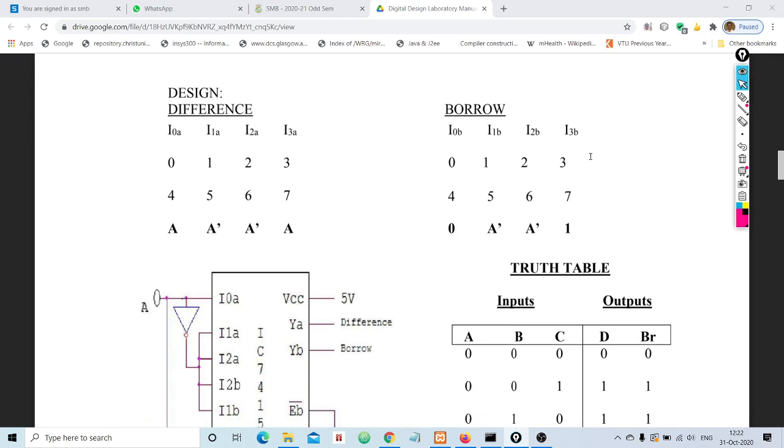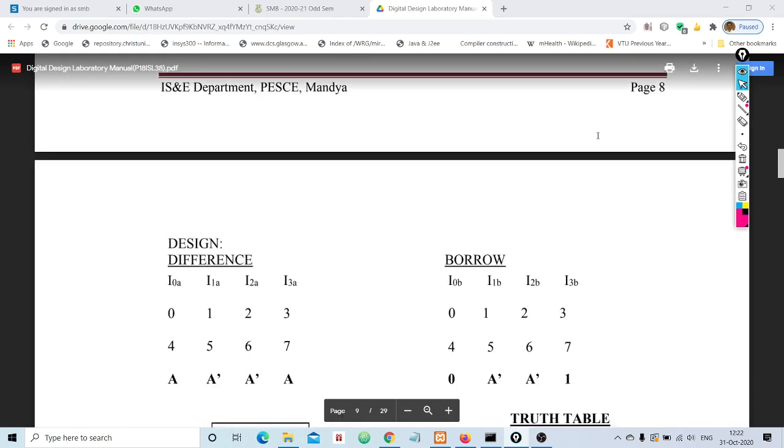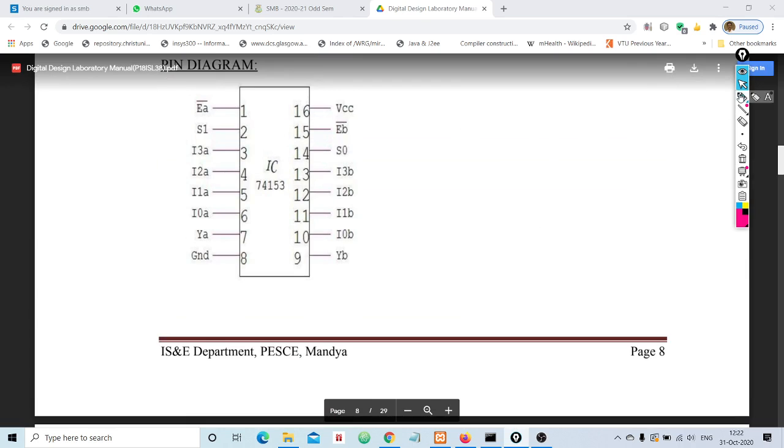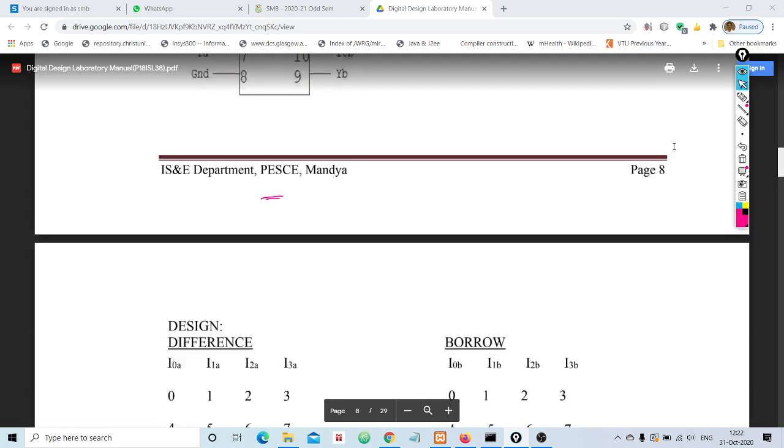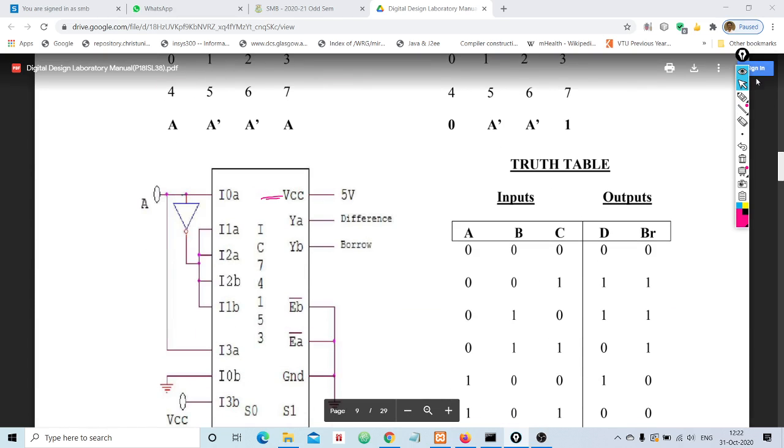Now, as I said, we need to use this multiplexer to design a full subtractor. And a full subtractor will have how many outputs? One is difference and the other is borrow. The plan is that we will use one multiplexer to focus on difference and another multiplexer to focus on borrow.